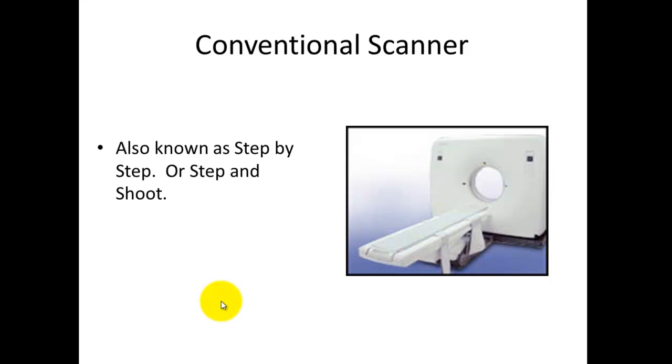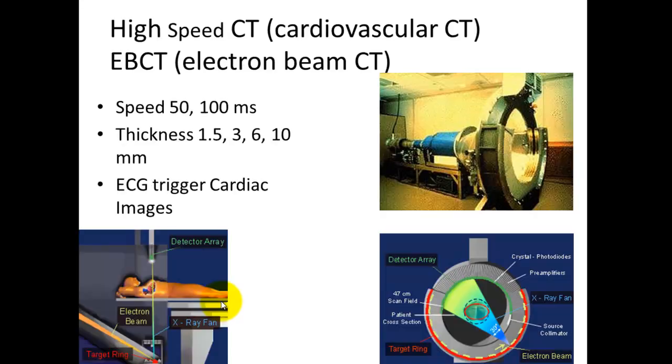So here's our conventional scanner. Here is a cardiovascular scanner. This is a little bit different. It's also known as EBCT, electron beam CT. It works with an electron gun instead of your typical X-ray tube. Our gun allows the electrons to hit a tungsten target, which then come through the back of the patient, up the front, and hit a detector array.